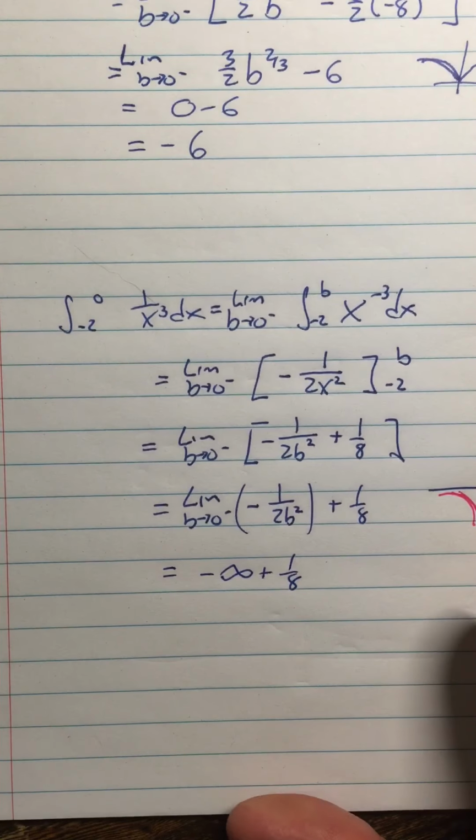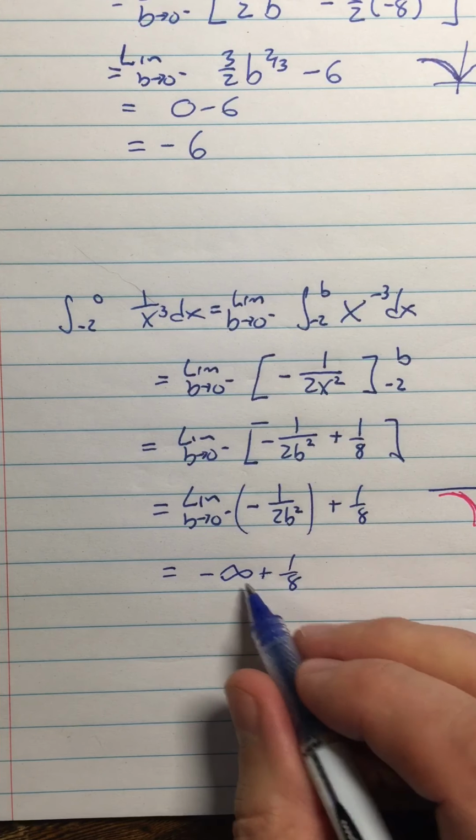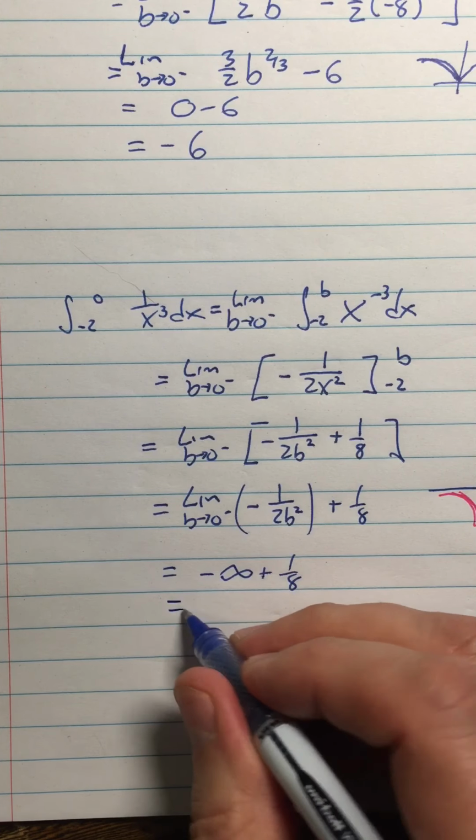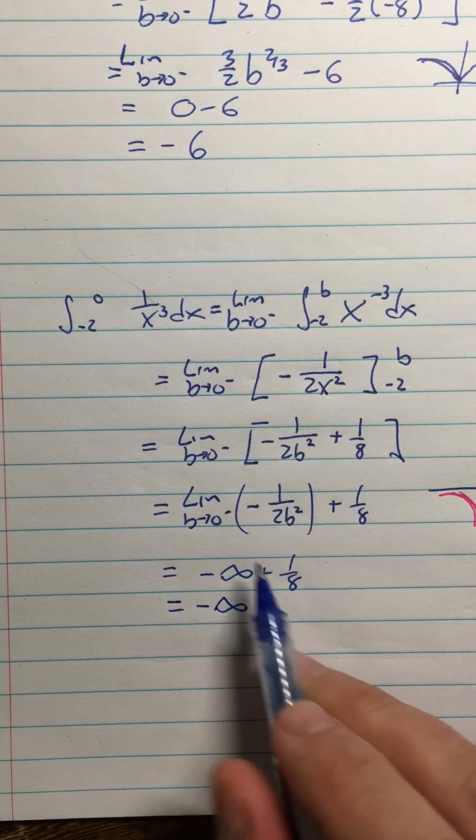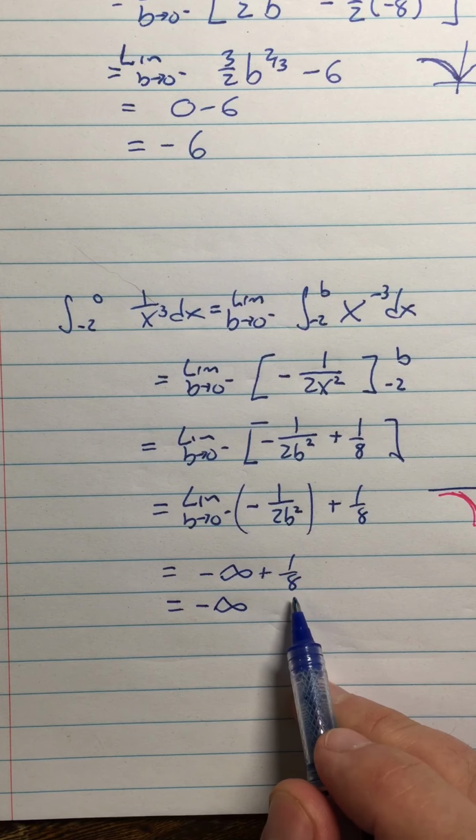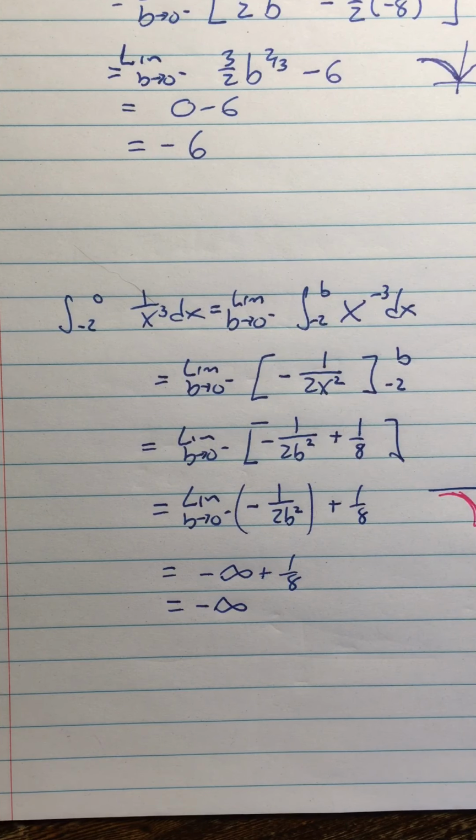In the same way that infinity minus 1 is still infinity, negative infinity plus 1/8 is still going to be negative infinity. But essentially, I'm taking infinitely many negatives and adding a finite positive to it. The result is still going to be negative infinity. And then that also makes sense in terms of the graph.